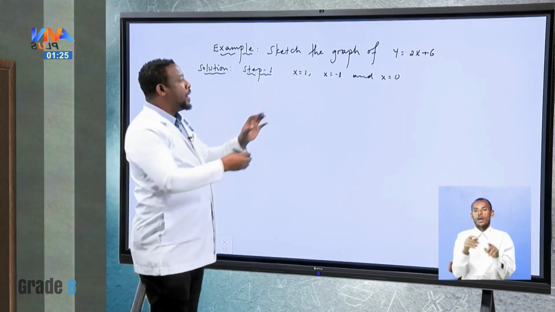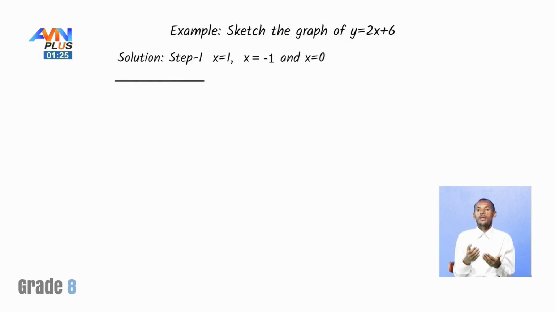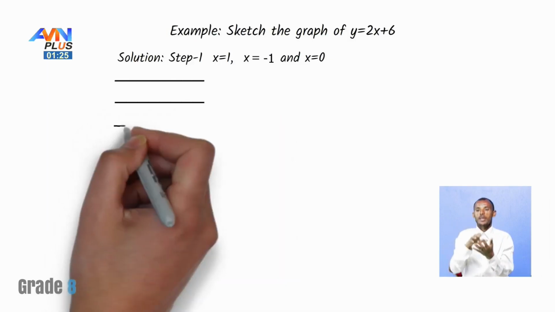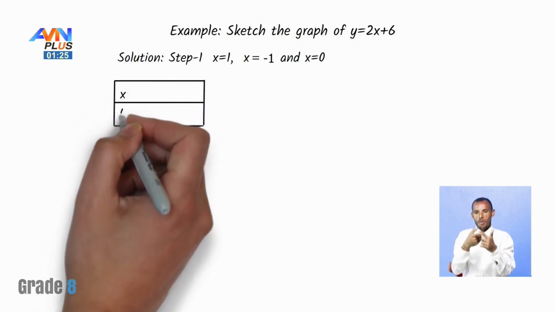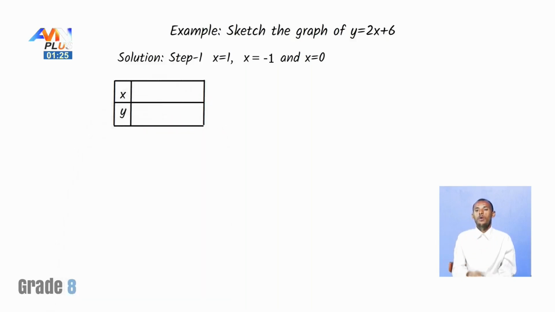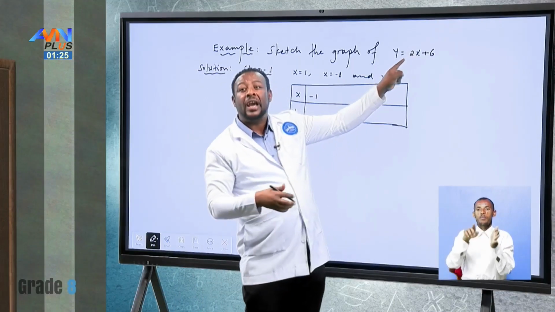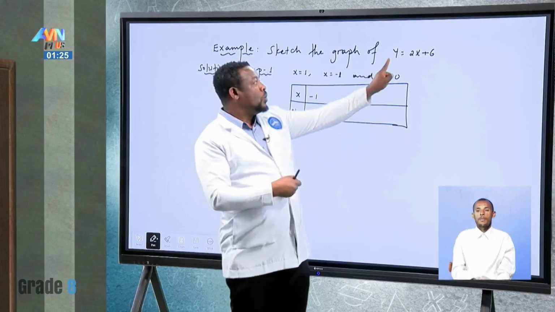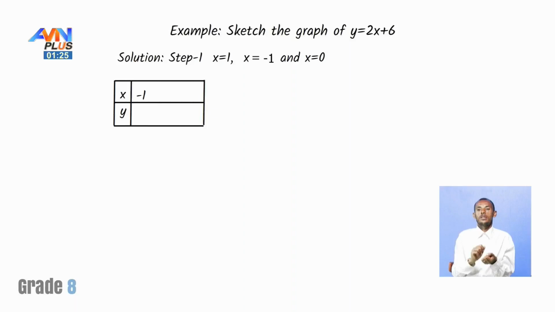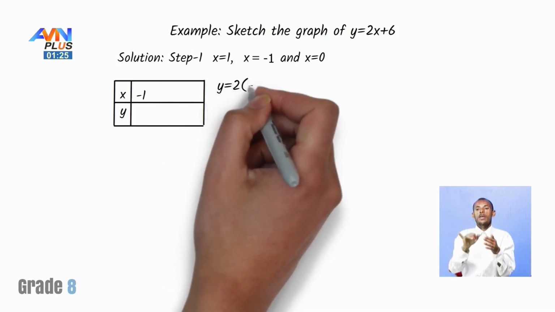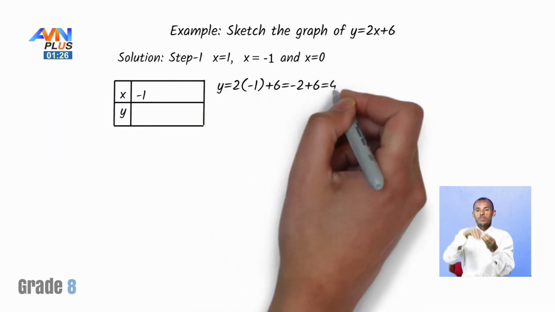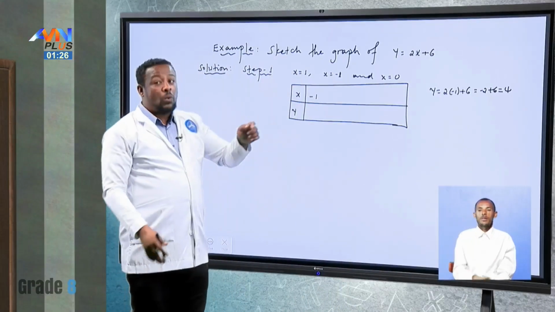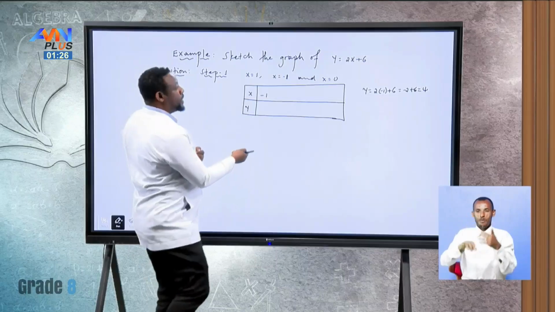Okay, so you can simply construct a table of values containing these x and y, right? Say the first row contains x values and the second contains y values. So whenever x is minus 1, we will substitute minus 1 here and obtain the value of y, right? So whenever you substitute minus 1, the value of y becomes 2 times minus 1 plus 6. Okay, so this means minus 2 plus 6. Minus 2 plus 6 is positive 4. So whenever we substitute minus 1, the value of y becomes 4.